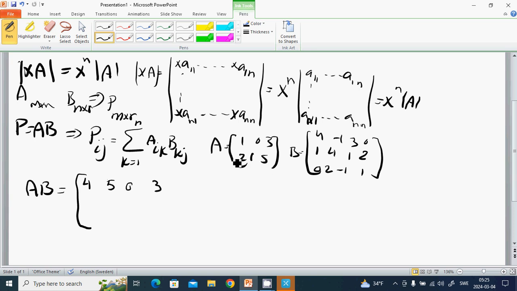Now this one: 8 plus 1 plus 0 is 9, minus 2 plus 4 plus 10 is 12, 6 plus 1 minus 5 is 2, and 0 plus 2 plus 5 is 7. And note that AB is not BA.